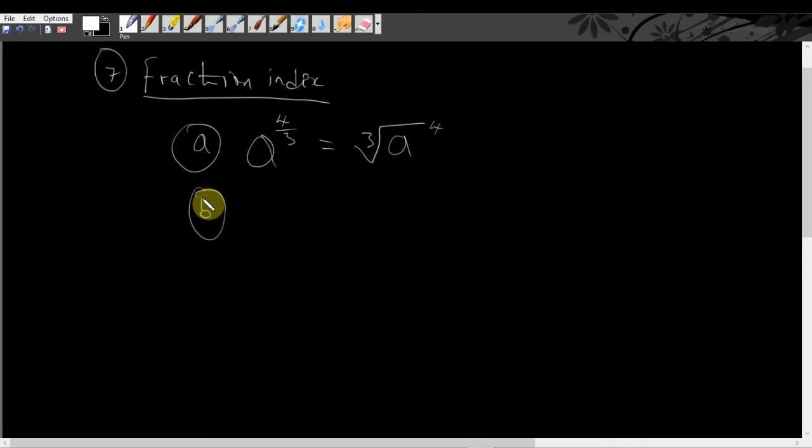Let's say we have another example now, which is 4 to the power 5 over 2. This becomes square root of 4 to the power 5. We know that square root of 4 is 2, to the power 5. This becomes your answer.